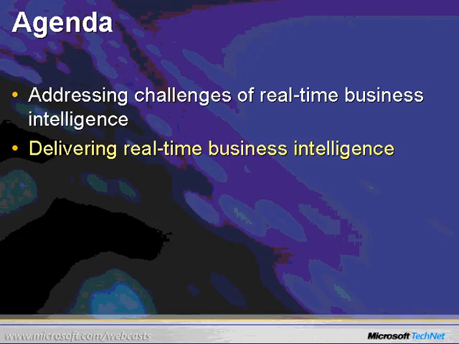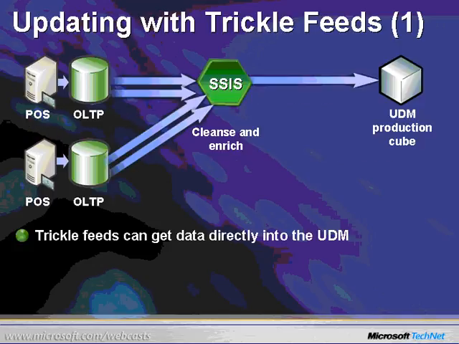What are some other things that we have that we can work with inside of SQL 2005? The first thing is what is called trickle feeds. Trickle feeds allow us to add data directly into our UDM. Instead of having to run packages weekly, daily, or hourly, maybe we're running packages every 15 minutes. Integration Services isn't really designed to run packages continuously, like every few seconds, for example, but you certainly can run this every few minutes.